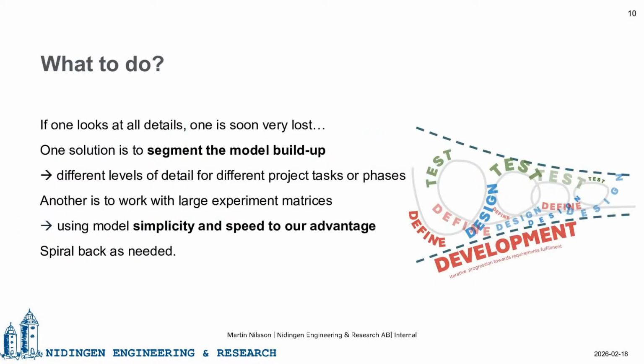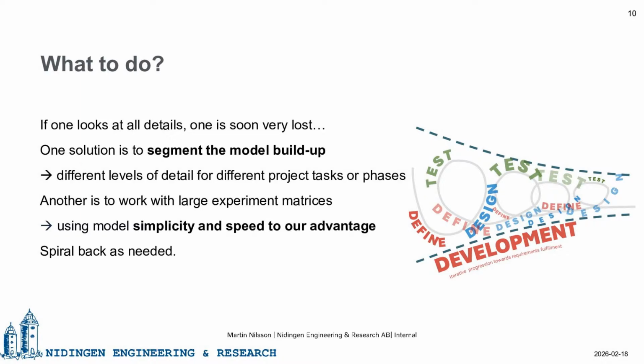So what to do? Well, if you look at all these details at once, you quickly become very lost. One solution is to segment the model buildup, meaning you have different levels of detail in your model for different project tasks or phases. I don't build a model of this particular thermal system for this particular vehicle. I build a family of models and I use different members of this family for different tasks. Usually the simpler models early, when you have more concepts to develop.